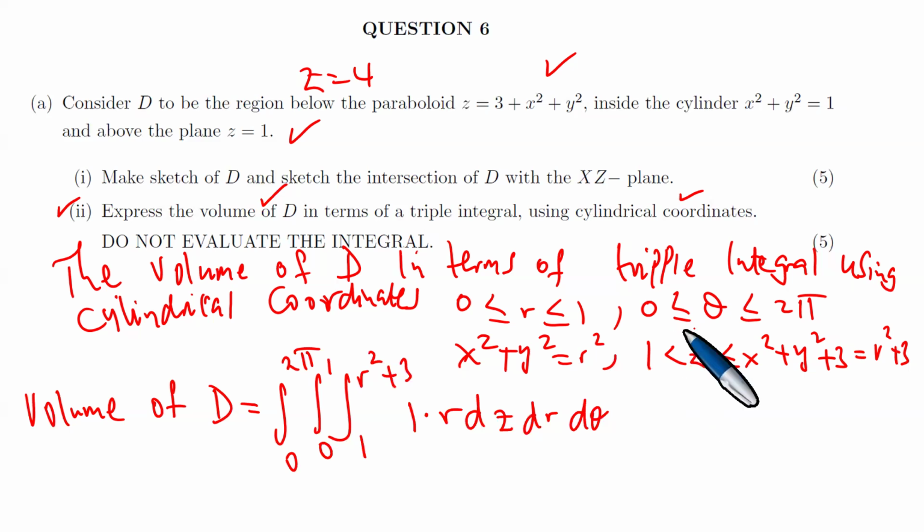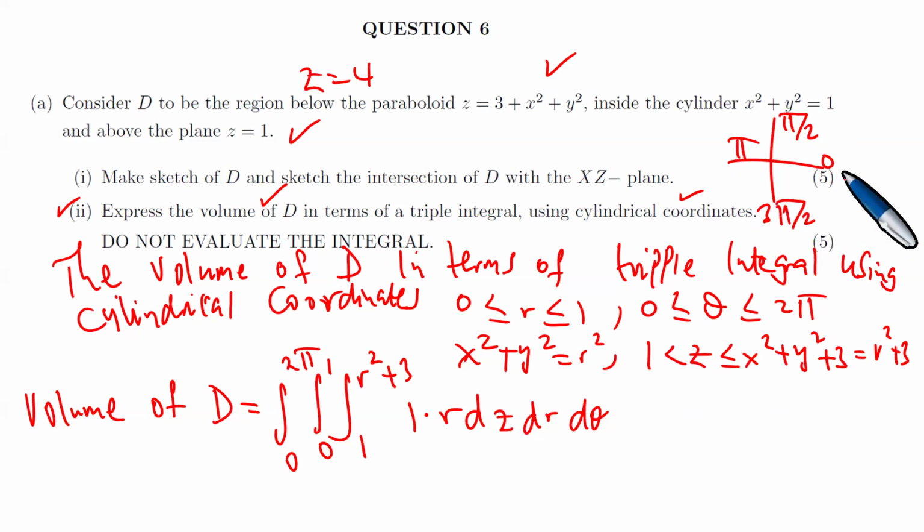Theta being the angle, 0 to 2 pi for a full circle: 0, pi over 2, pi, 3 pi over 2, then 2 pi radians. So if you go anti-clockwise like this, we have a full circle for a cylinder. So theta, which is on the outside here, runs from 0 to 2 pi.